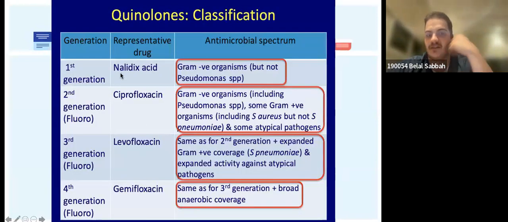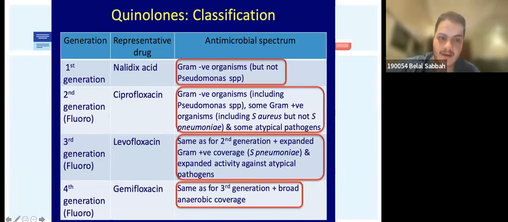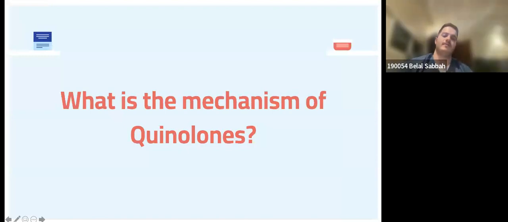All right, and these are the quinolones. I don't know if you have to know each generation, which ones cover what and which ones don't, but it's kind of the same idea: the higher the generation, the more coverage there is. Is there anything specific I wanted you to know here? I don't think so. Just read this on your own time. I think it's important to know. All right. So first of all, what is the mechanism of quinolones? Can someone tell me?